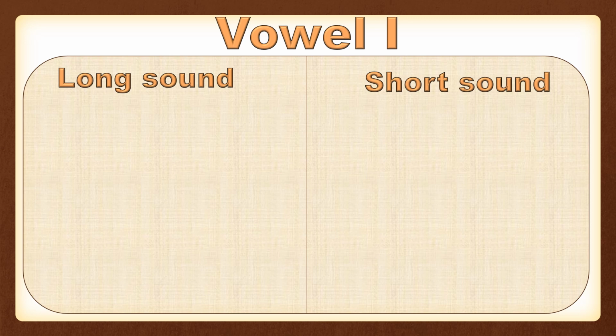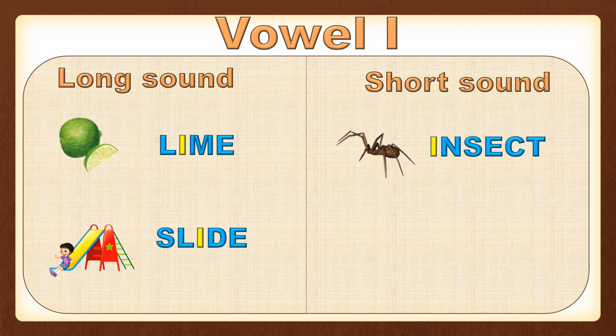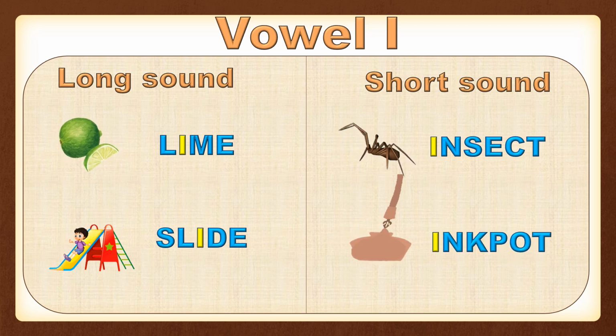Some words with long sound of vowel I are lime. I am saying I. Slide. Again, I is I here. Some examples of short sound of vowel I are insect. I, insect. Ink pot. I, ink pot.